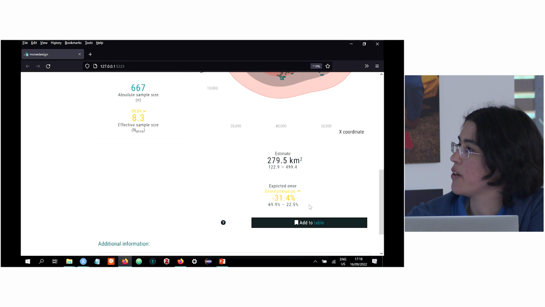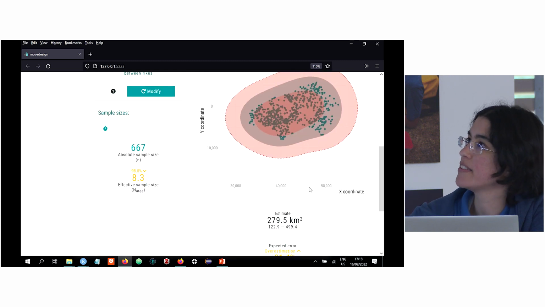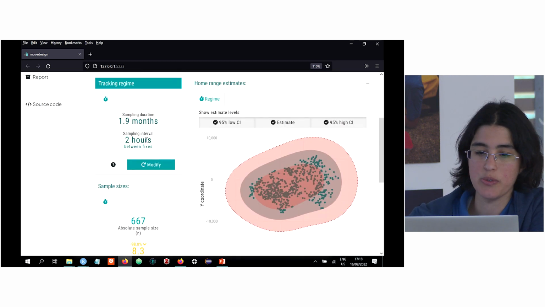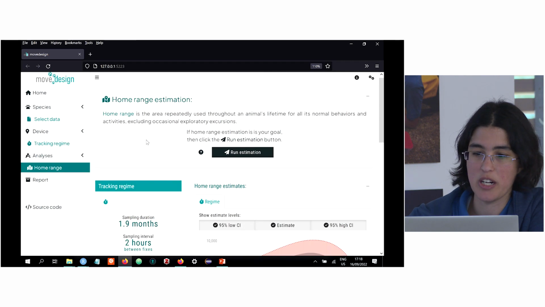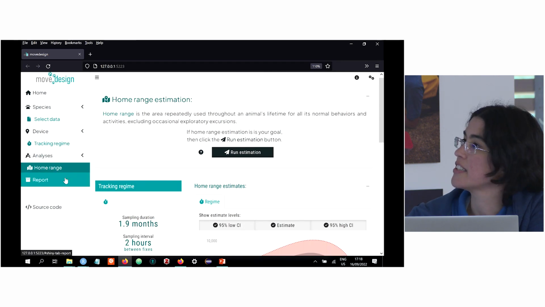You can also add things to tables and then compare, but I'll just go through it once, and then if anyone has specific questions or things they want to do.